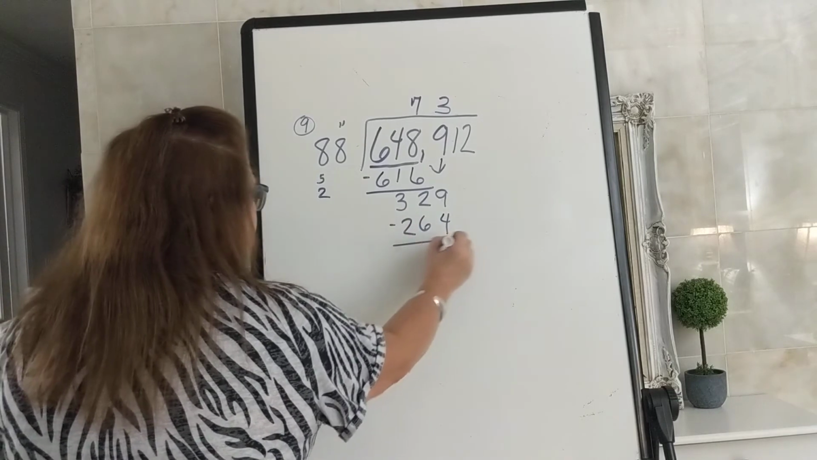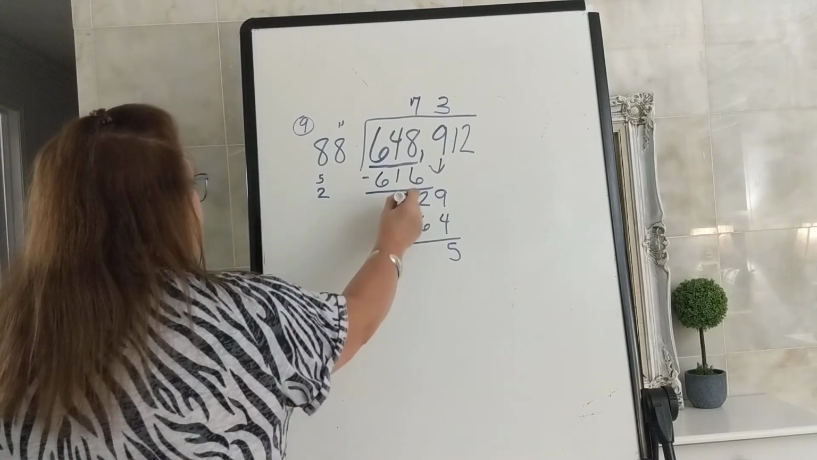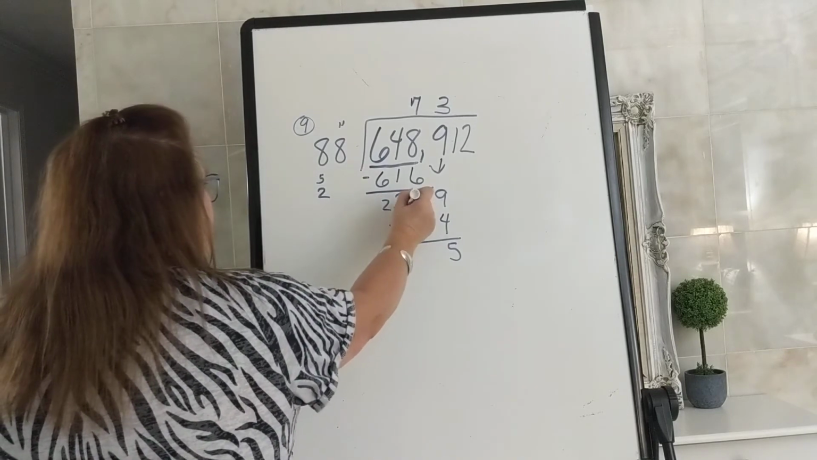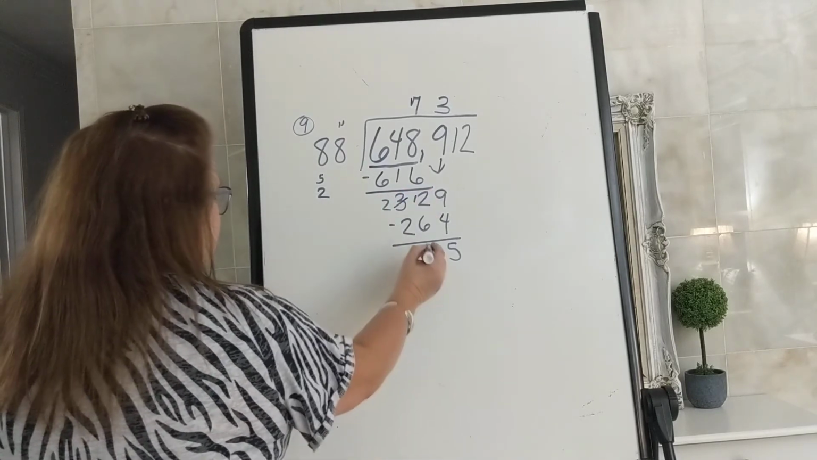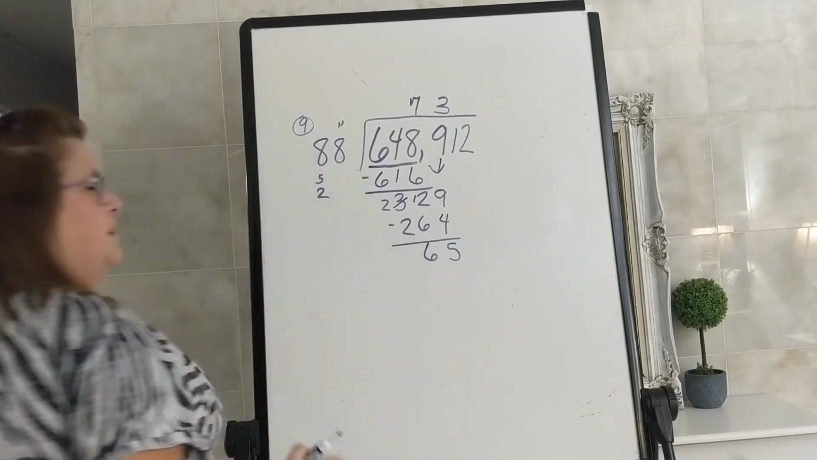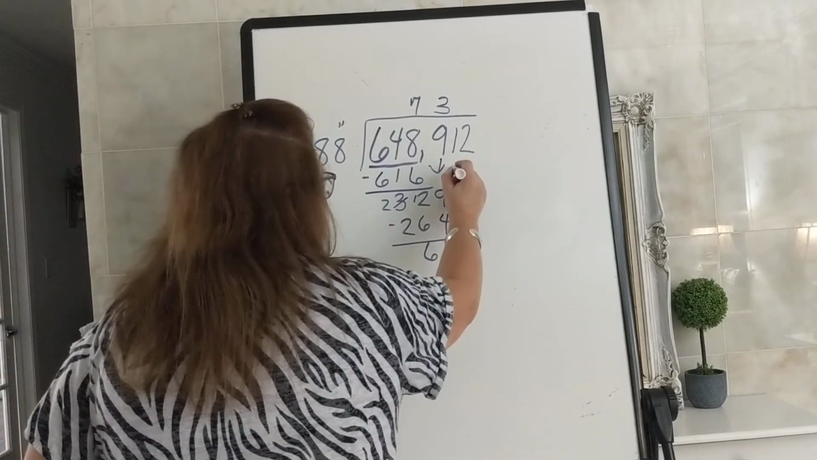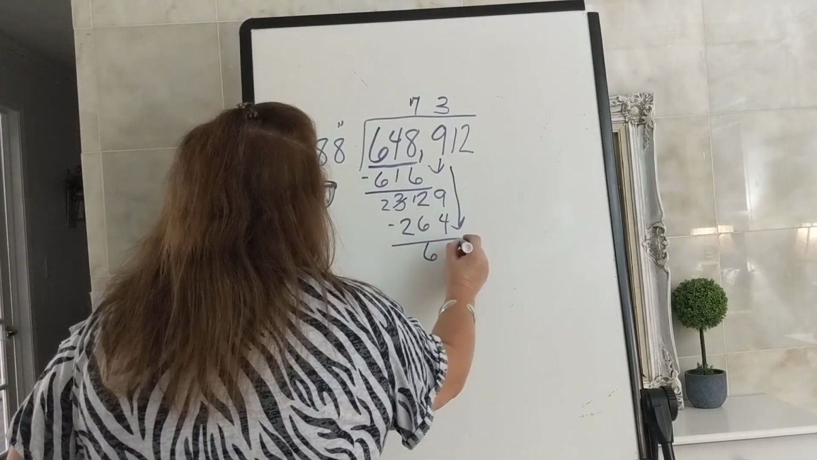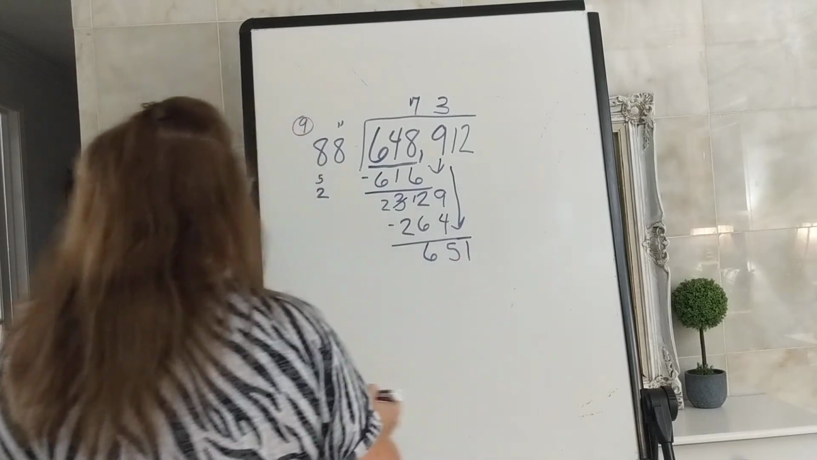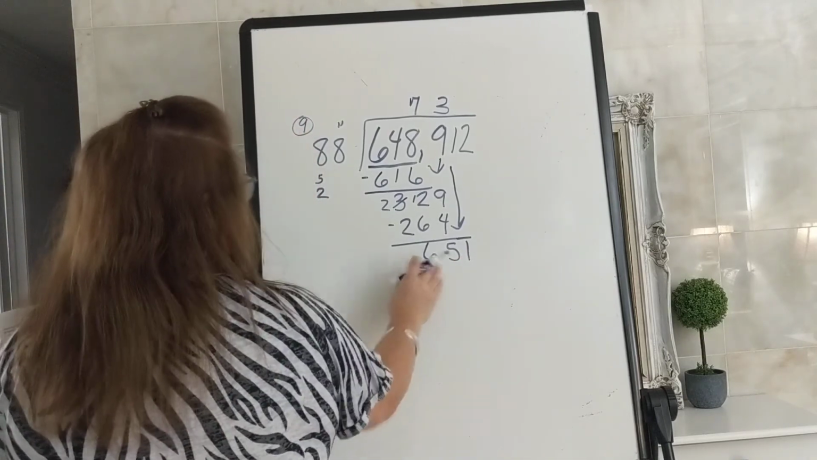We subtract. 9 minus 4 is 5. We can't say 2 minus 6. Go next door and borrow. Now we have 12 minus 6, and that is 6. Is 65 smaller than our divisor 88? It is. We bring down our next digit, which is a 1. How many times, back to our pretend divisor, will 9 go into 65?